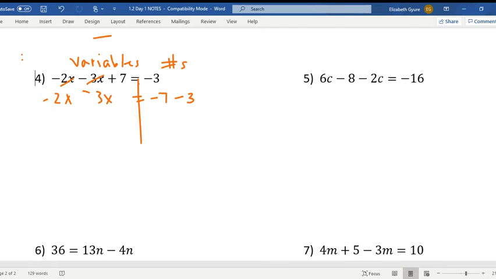So now let's combine our like terms. -2x minus 3x is going to give you what? What's -2 minus 3? Check it in your calculator. Jaden? -5. So that's -5x equals, and then yes, Asia, what's your question?